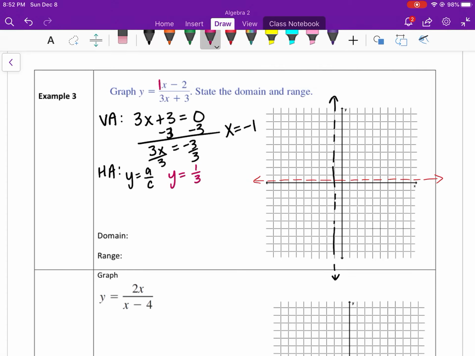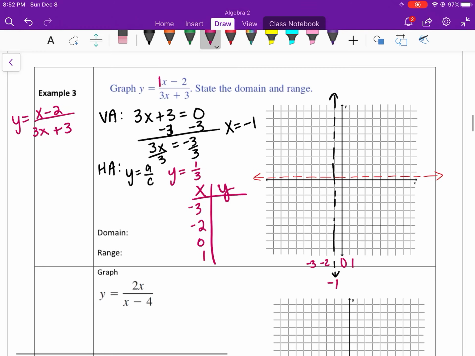So, okay, then we make an XY table. And we fill in 2 to the left. So my vertical asymptote's at -1. So you need 2 to the left of that, like -3, -2. And then 2 to the right, like 0 and 1. And then you plug them back into the original equation. So you plug them back into x minus 2 over 3x plus 3.